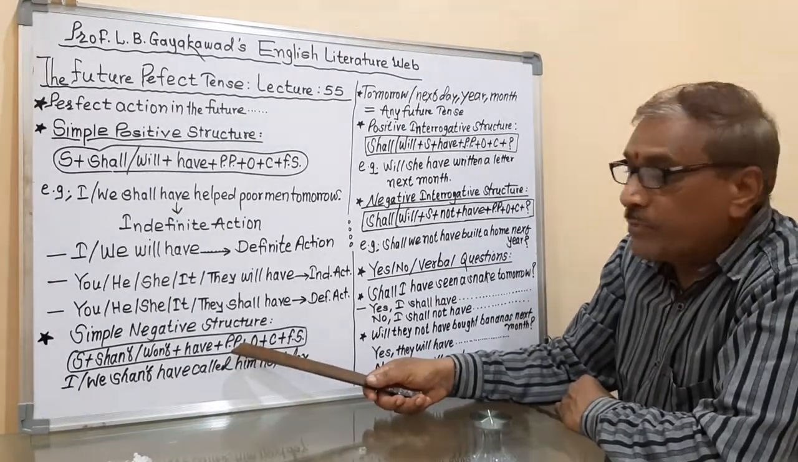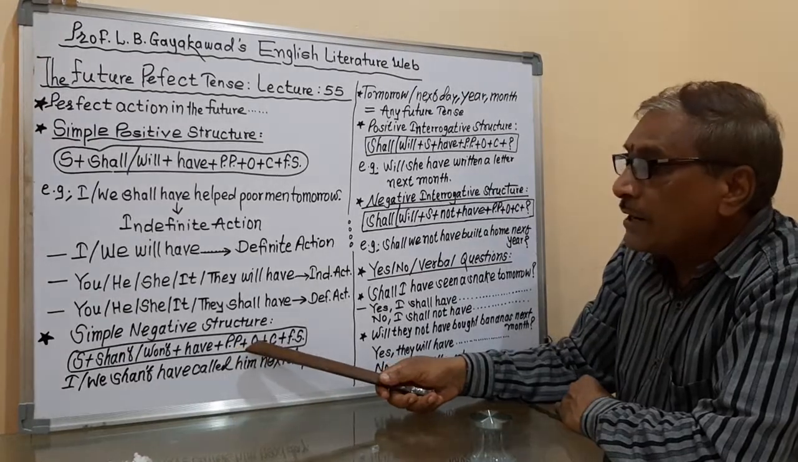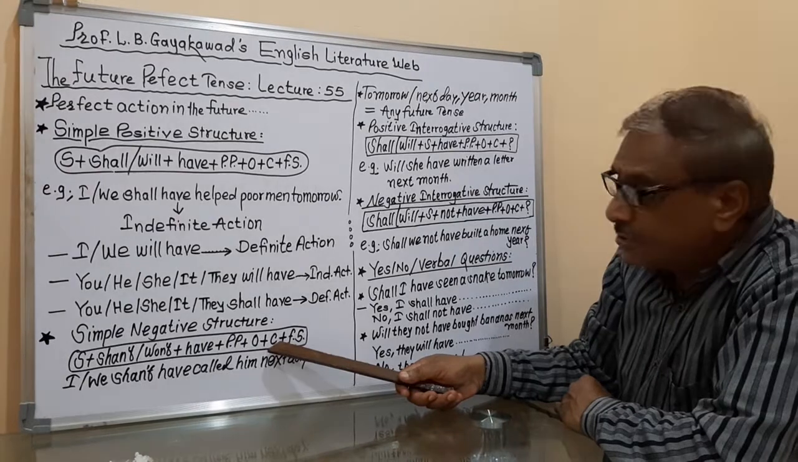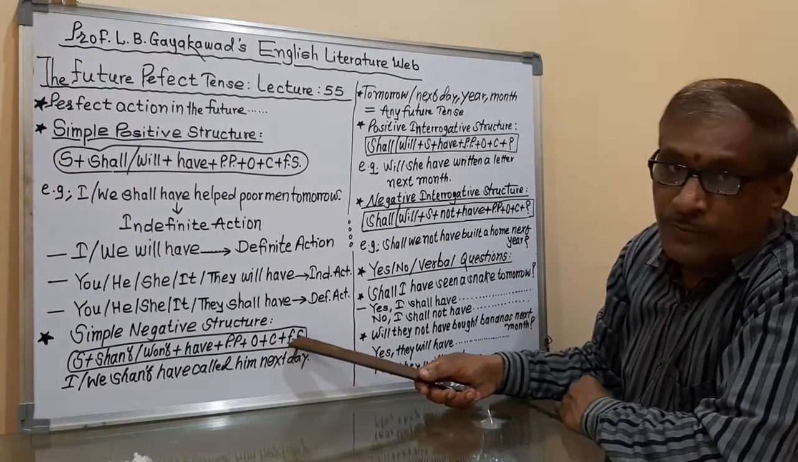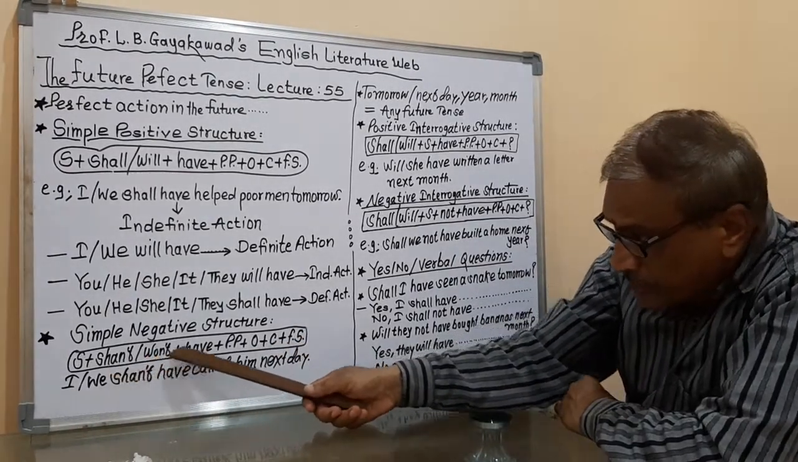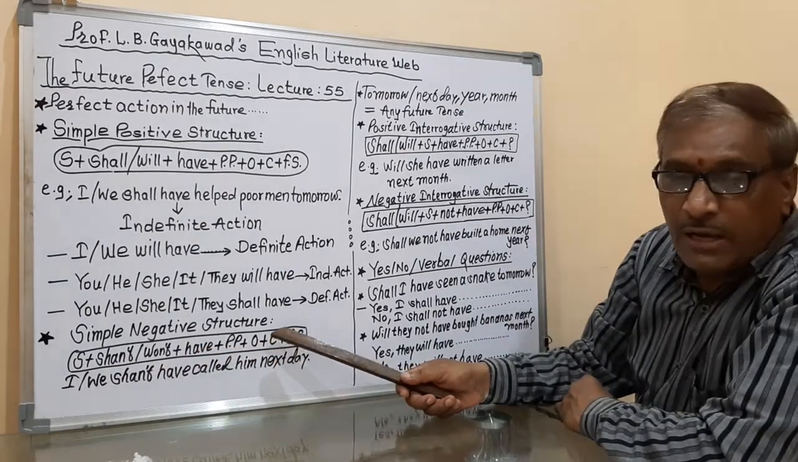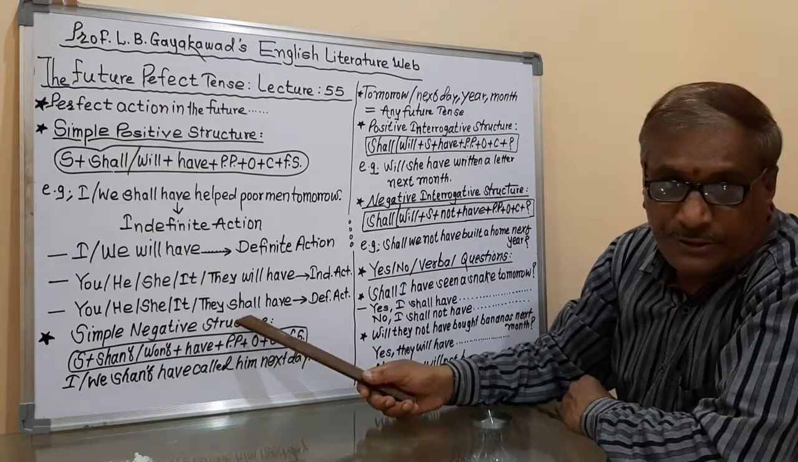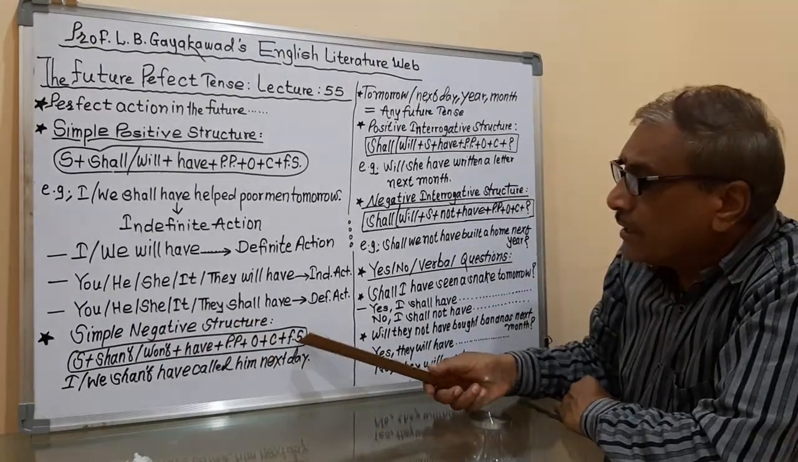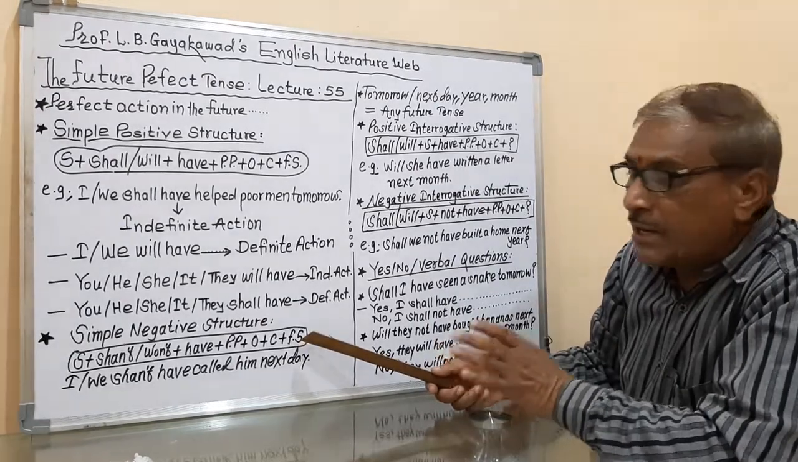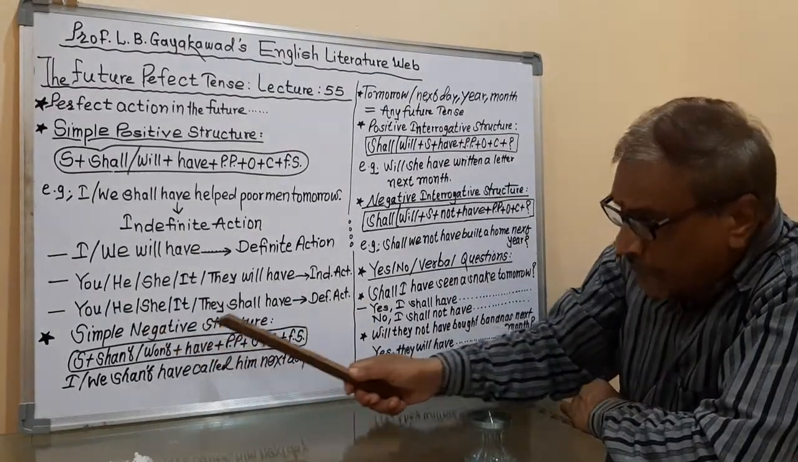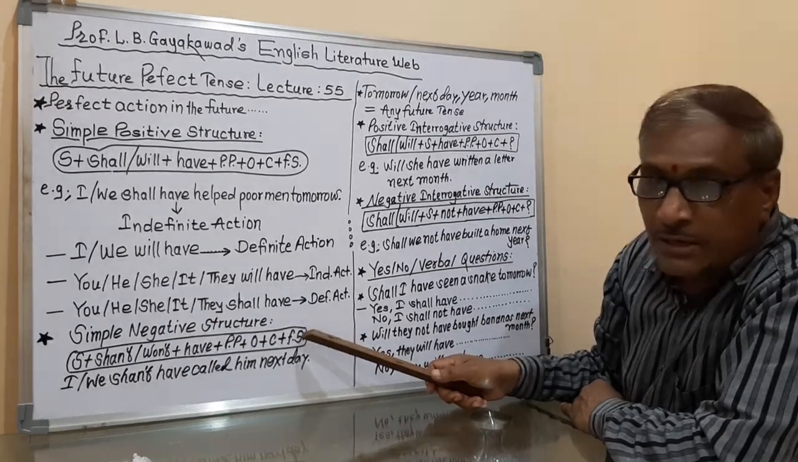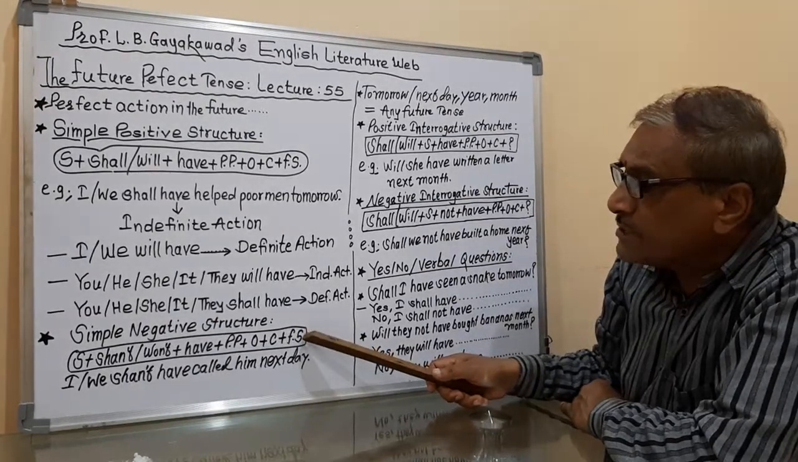PP means past participle, and then object, then there is the complement, and then there is the full stop. If such a type of structure is given in grammar, this structure is called the simple negative structure. Remember, always at the end of the simple negative structure there is the full stop, and that's why we have taken here FS. FS means full stop.